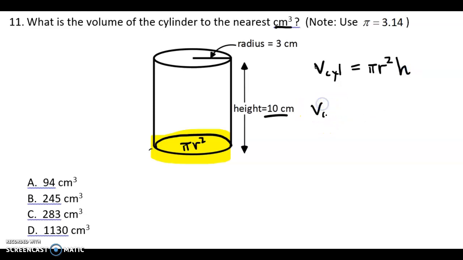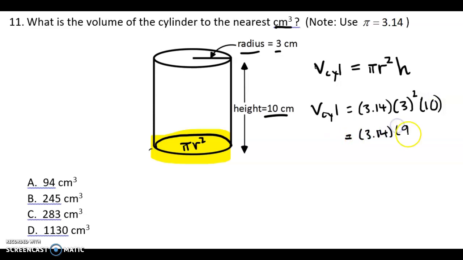In this case, we're told in the question we can use 3.14 for pi, so I'm going to fill that in. We're told that the radius of this object is 3 centimeters, so I'm going to fill that in here. And we're told that the height is 10 centimeters, so we'll go ahead and fill that in. So squaring 3, we'll get 9. We're going to multiply that by 10. I'm going to do the 9 times 10 first, because that's easier for the mental math.